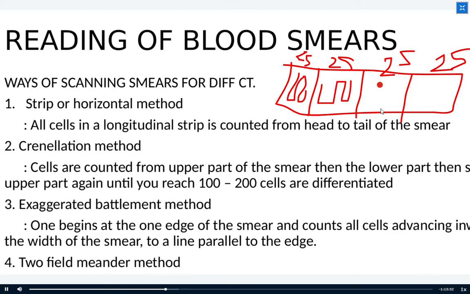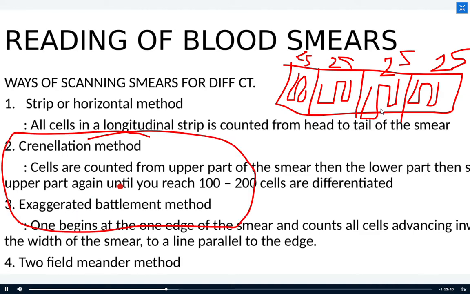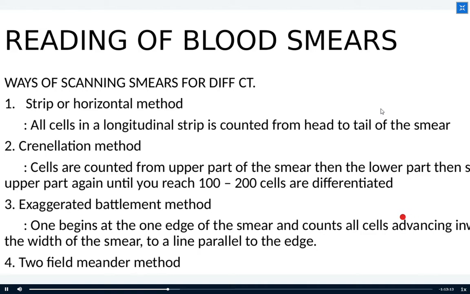Plus in practice, sa totoong buhay, in laboratory practice pag naging intern kayo, what you would be doing most will be your crenellation and your exaggerated method. Yan ang pinakagagawin nyo. Because remember kasi pag magbabasa kayo ng ganyan, you would have more fields na mababasa nyo. From vertical field to horizontal field and so on. Mas masasakop nyo yung buong blood smear. Any questions for your reading of blood smear?